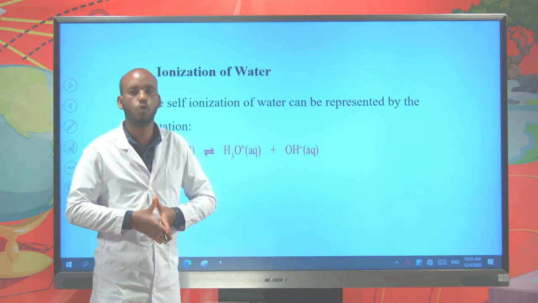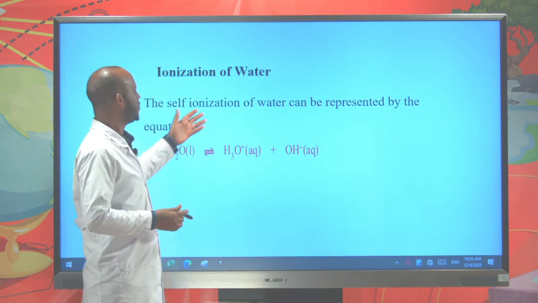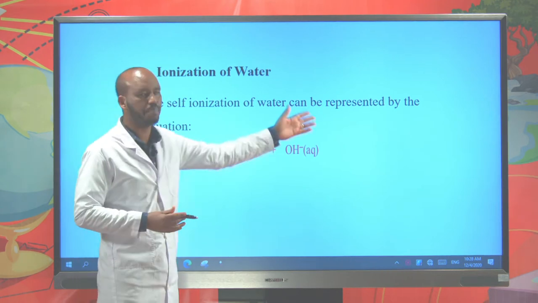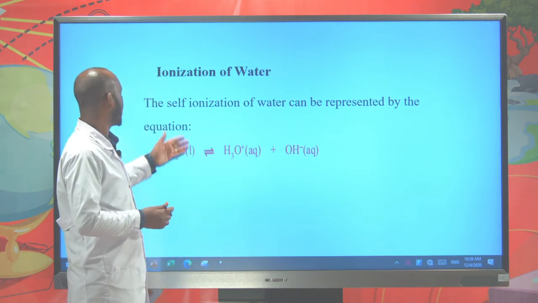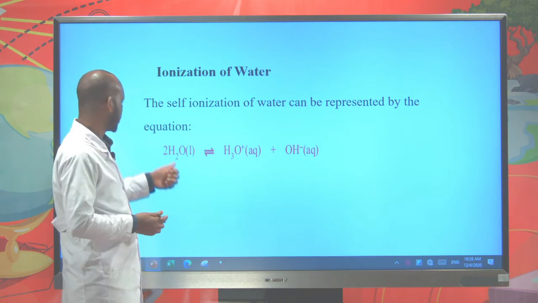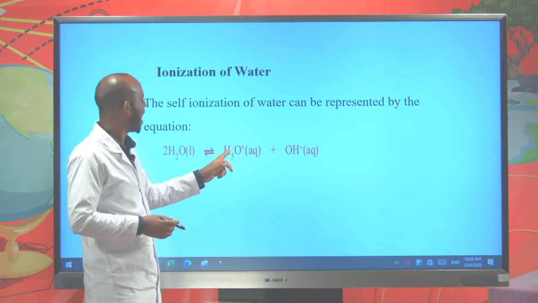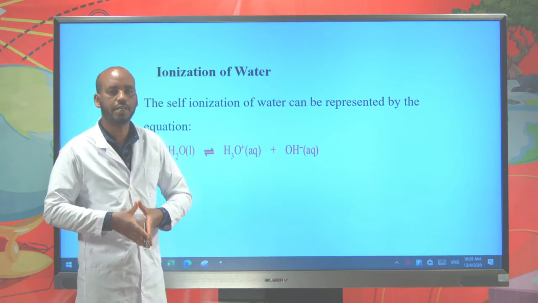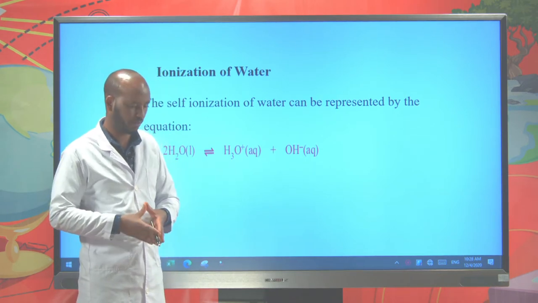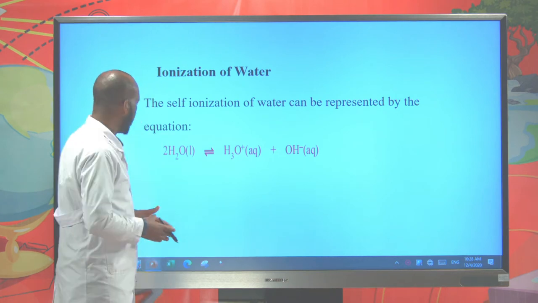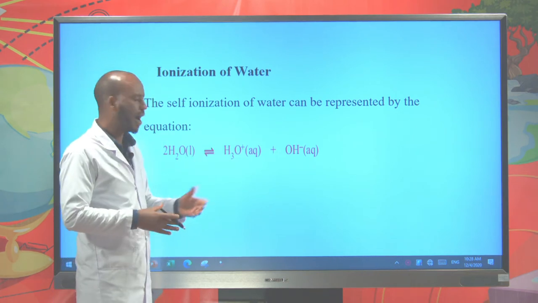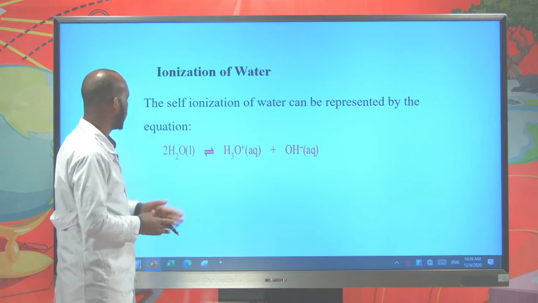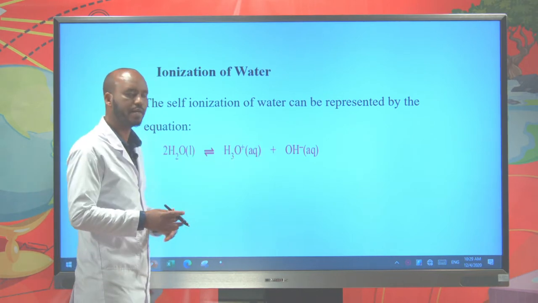Ionization of water. The self-ionization or auto-ionization of water can be represented by the equation: water in equilibrium with hydronium ion and OH minus. Water is a weak electrolyte. Using the law of mass action, we can write the equilibrium constant for this equilibrium reaction.